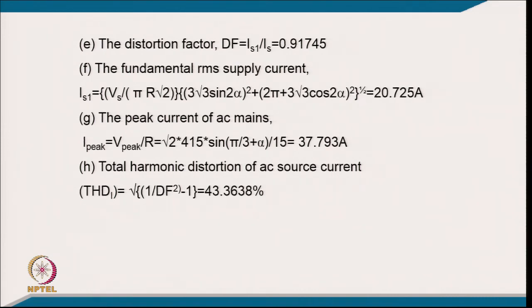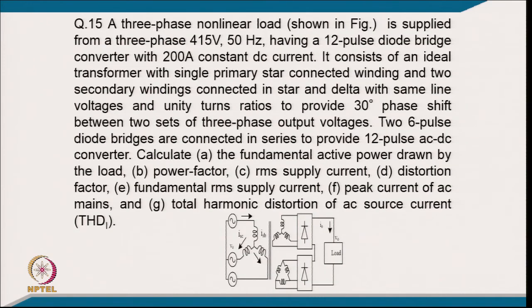The fundamental RMS current from this relation you calculate as 20.725, and the peak current from this relation will be 37.793. The total harmonic distortion in this case comes to 43.36, which is less than 48% typically. So it is in between, you can call it that.